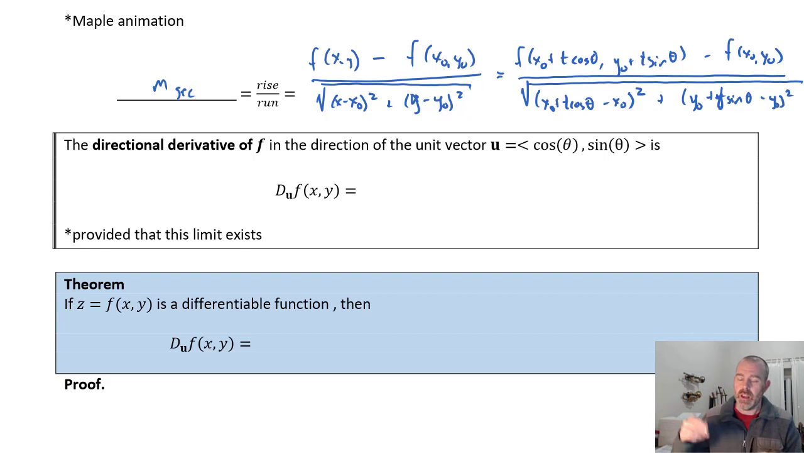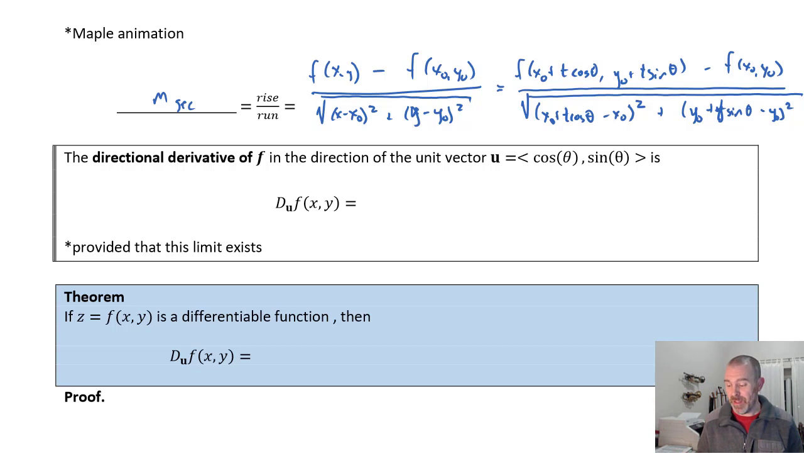You factor out a t squared. You get cosine squared plus sine squared is 1. You've got a t squared, but it's under the square root. You can take the square root and get a t, if we assume we were starting with a positive t and moving towards 0. So this is what the definition of the directional derivative is.